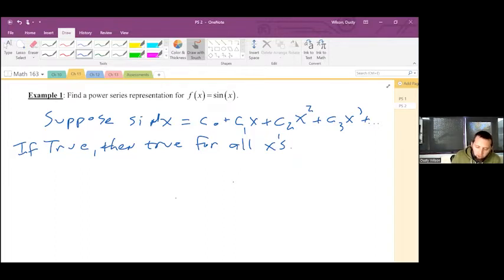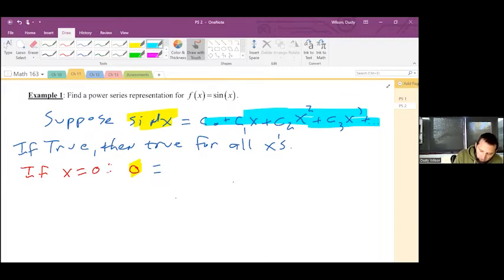And specifically, if it's true for all x's, it must be true at x equals 0. So if x equals 0, then the left side, the sine x, will equal the sine of 0, or 0. And the right side will equal c naught plus c1 times 0 plus c2 times 0 plus dot, dot, dot. Multiply by 0 a whole bunch of times, you're going to get 0. And so we simply have that c naught equals 0. That is to say, we found the first of our coefficients in our sine series, and it's 0.